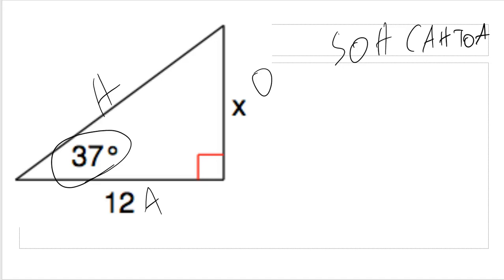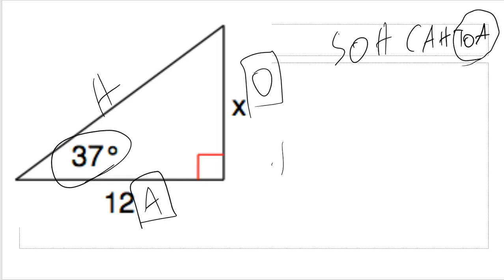So if I look here, I'm given the O and the A. Which one do I know? Okay, that's tangent. That's T. So what I'm going to do is tangent of 37 degrees equals x over 12.